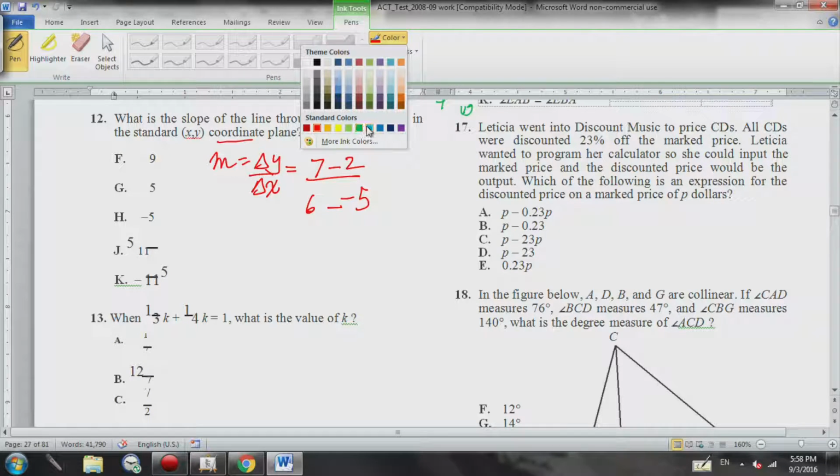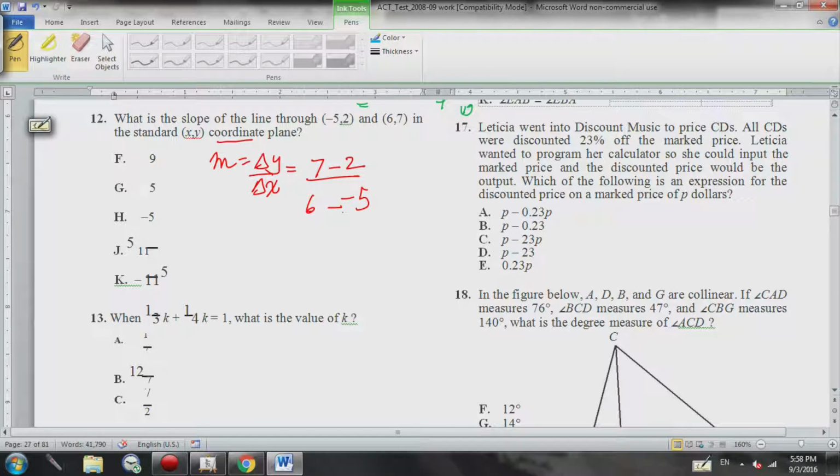So here's a trap for little children who like to forget negative signs and make silly mistakes, okay? So it is change in y, 7 minus 2, change in x, 6 minus 5, okay? So that's 5 over 11, okay? This is 5 over 11, I believe, and that's the answer.